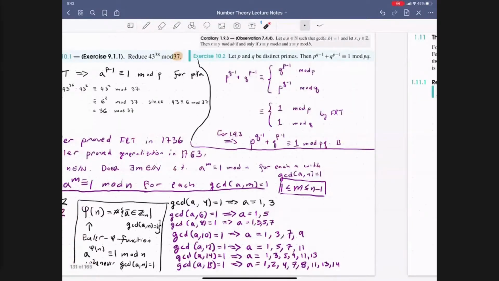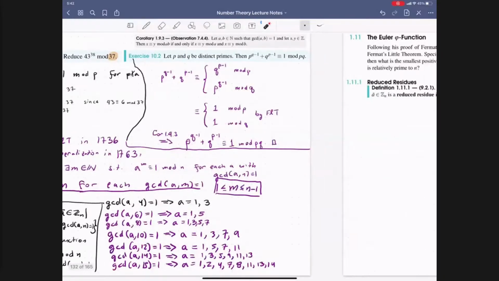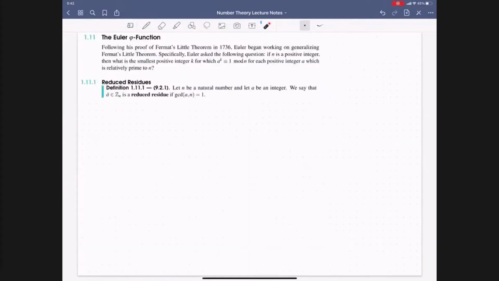And so by a reduced residue of the integers modulo n, we mean the congruence class of a such that the GCD of a and n is equal to 1. And so that is all we mean by a reduced residue. It's just that when we're working with the integers modulo n, we have that they are relatively prime. So notice that we've already talked about this.